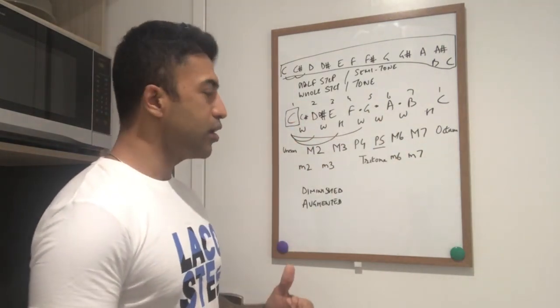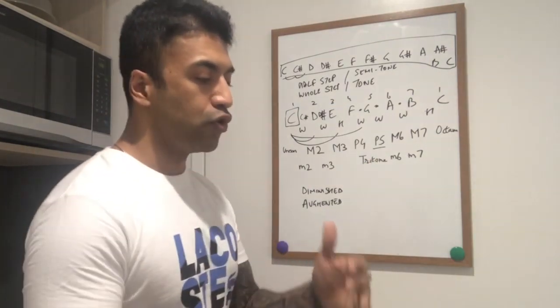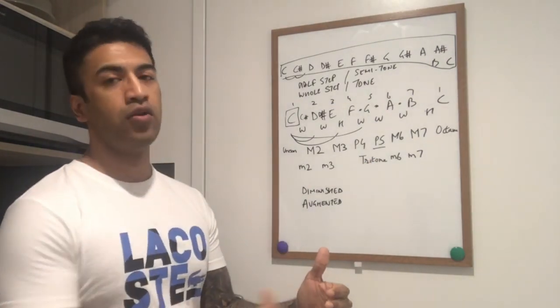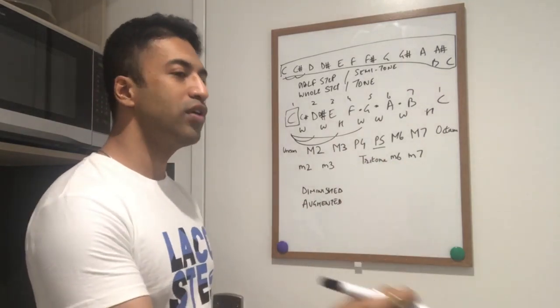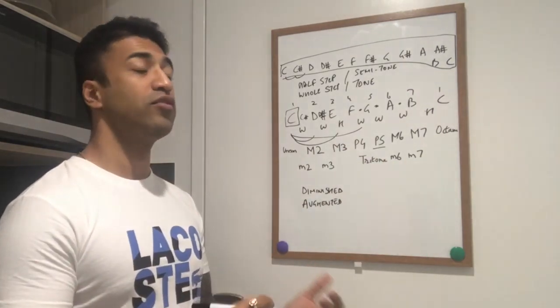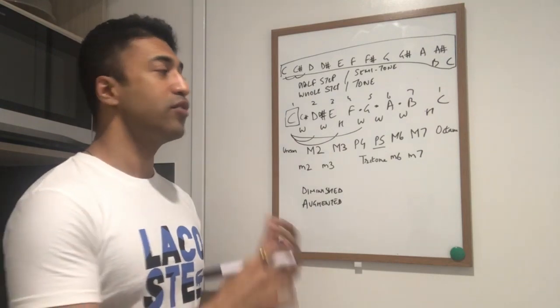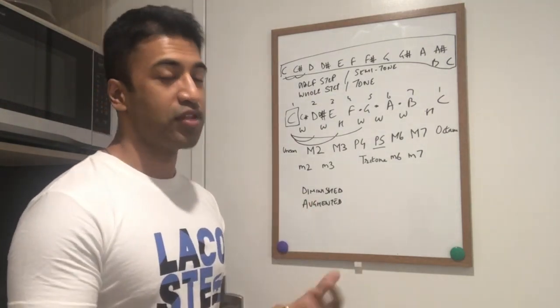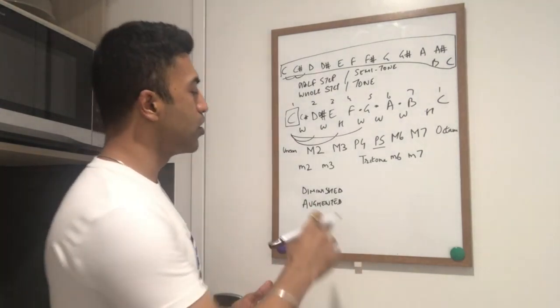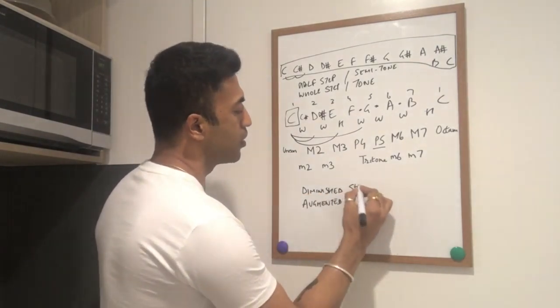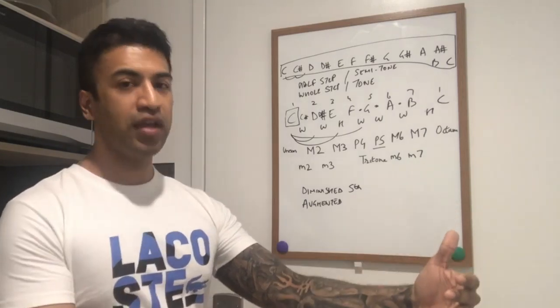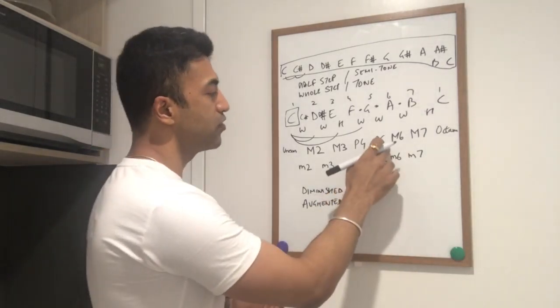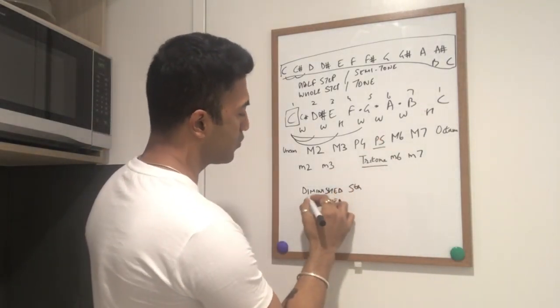Now if you were to lower the perfect fifth by one note, C to a G is a perfect fifth. If I were to lower G by one note, or flatten the G, or flatten the fifth, which is a flat 5, then it's called a diminished fifth, because essentially I'm taking the perfect fifth and lowering it by one note. So if you lower a perfect fifth, it's called a diminished fifth.